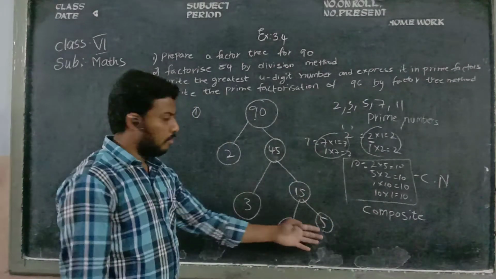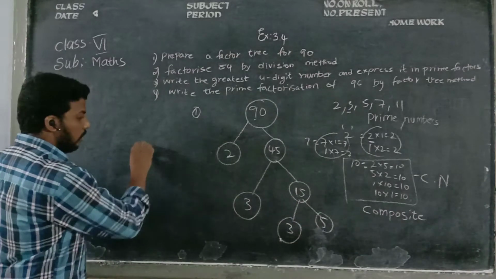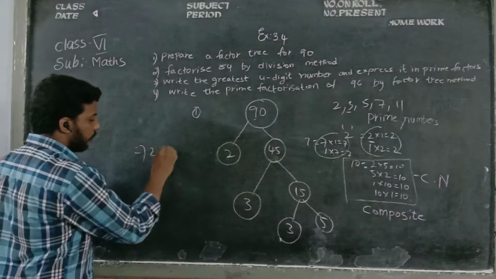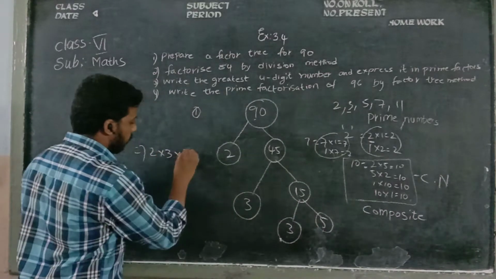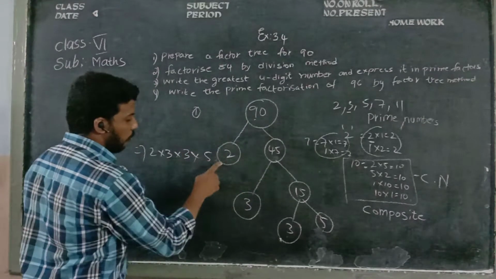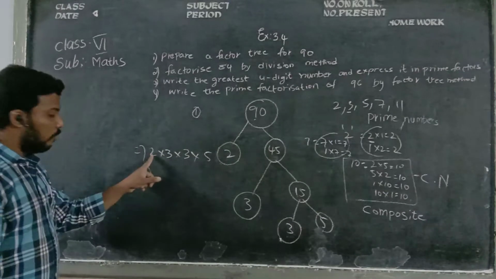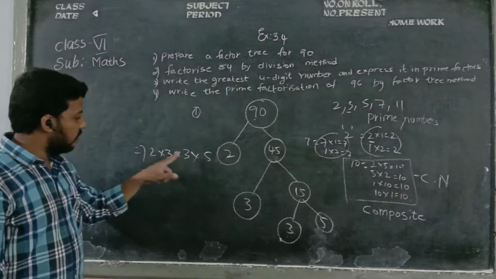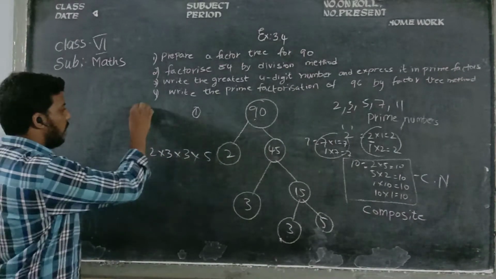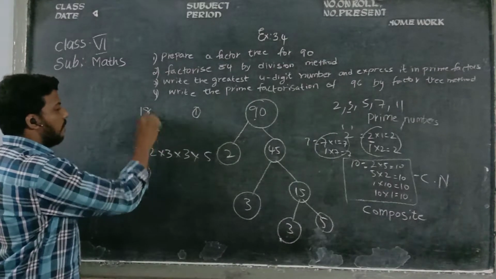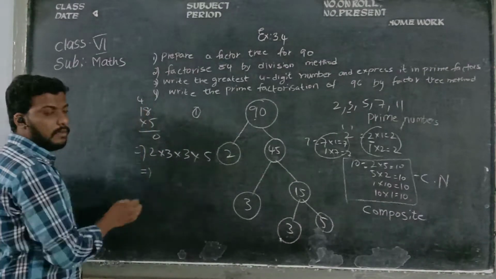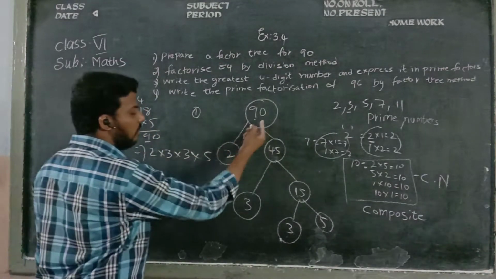But here it is 5. So coming to the answer, 2 into 3 into 3 into 5. You will get the answer as 90. See, 2 3s are how much? 6. 6 3s are 18. 18 5s: 5 8s are 40, 5 1s are 5, plus 4, 90. So you got the answer 90.